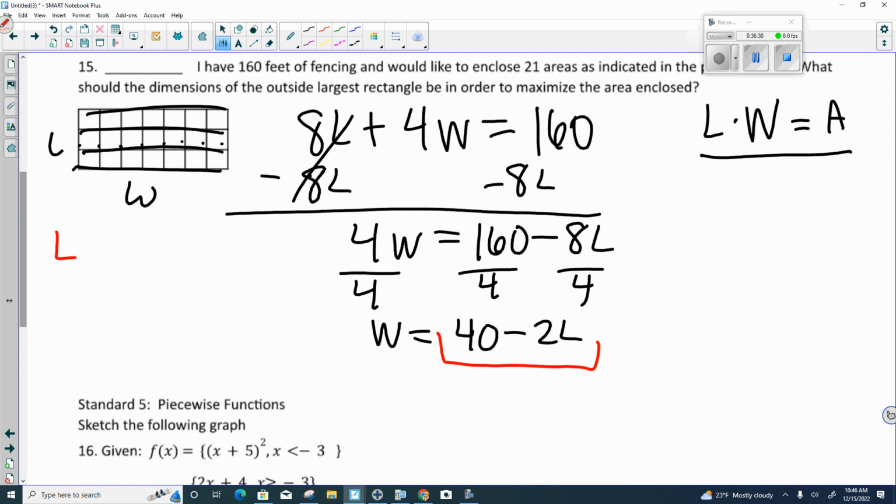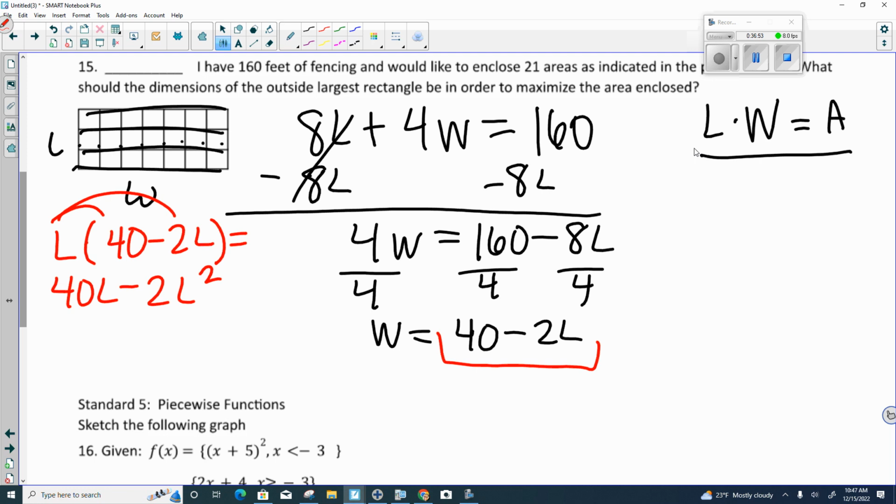So I write down the length. Instead of W, I'm going to write my width that I found. I'm going to write this piece of an equation that is true for this fencing. It sounds like a science argument. Okay, I'm going to distribute the L through. Now I have my quadratic.